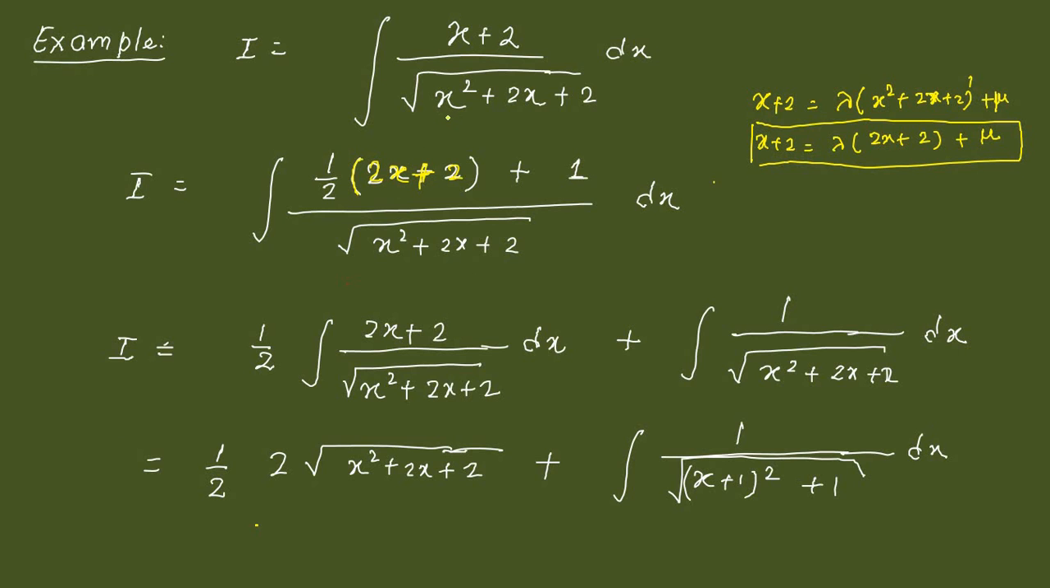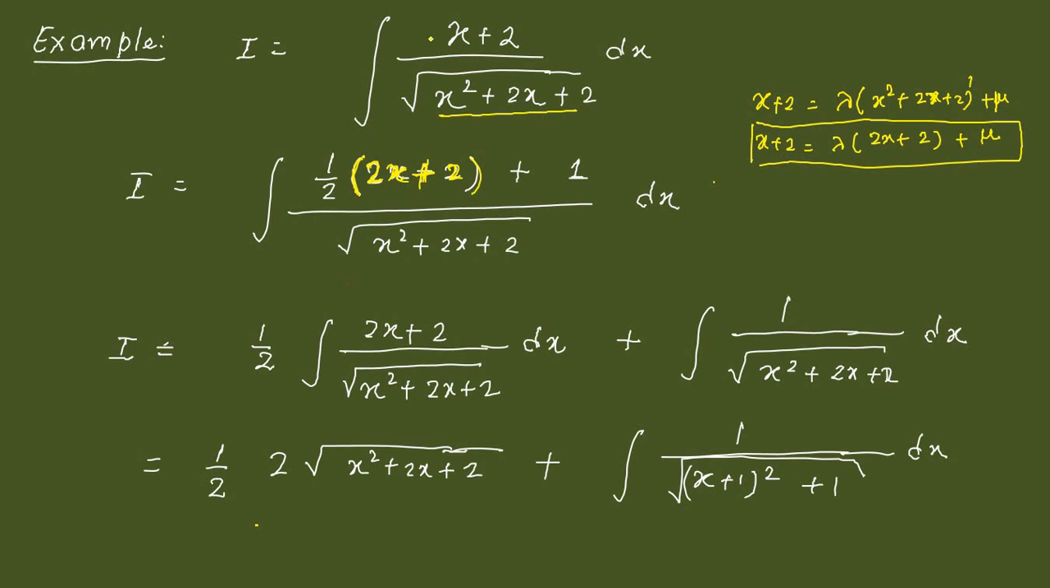First of all you write the derivative of x² + 2x + 2 at the top, and this is 2x + 2. So assume that I have written this first. Now I have to express this 2x + 2 as x + 2.